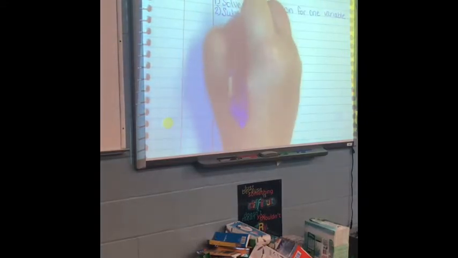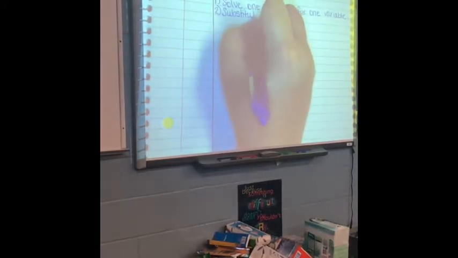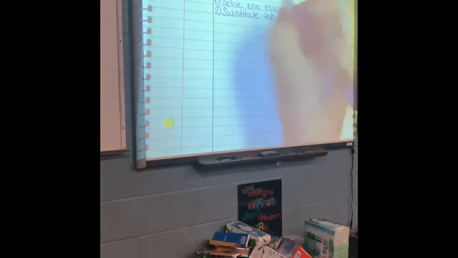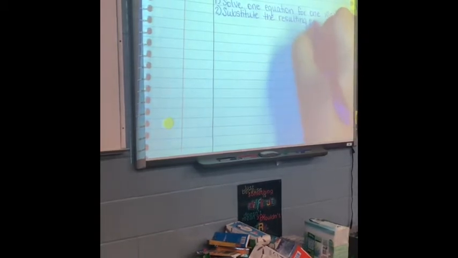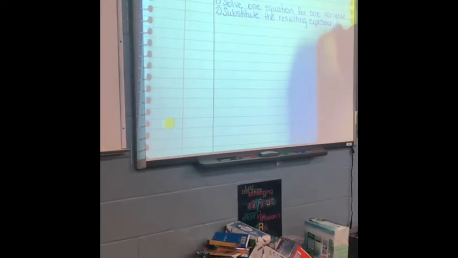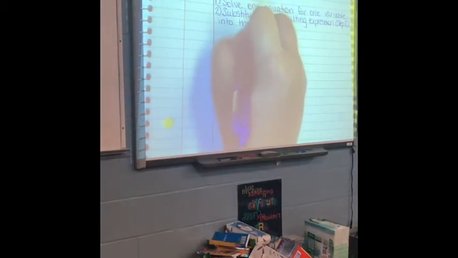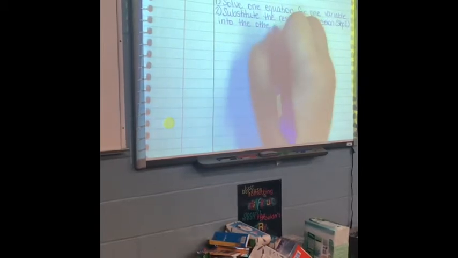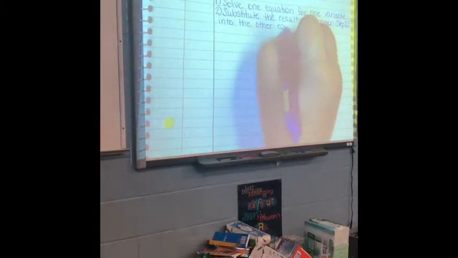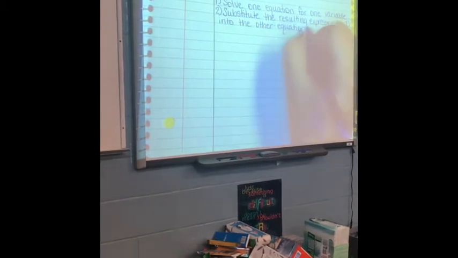All right, step 2. Here's where the substitute comes in. You're going to substitute the resulting expression, the one from step 1, into the other equation and solve for the remaining variable.